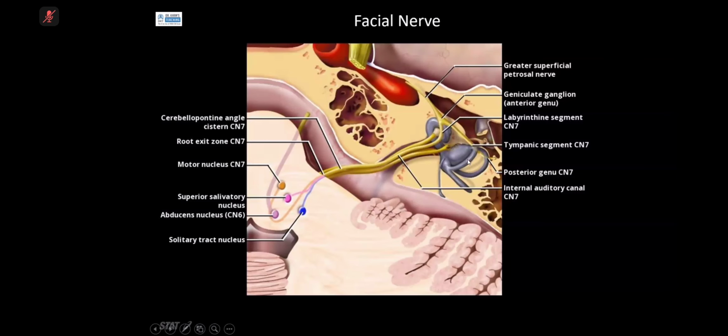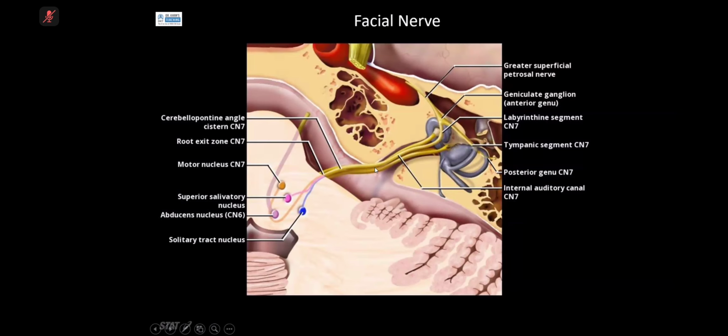And actually, this was the superior, this was the posterior, and this is the lateral. This is the cochlea. Now, if you see one nerve is coming out of the cochlea, this is the cochlear nerve. Two nerves will come out of the vestibule, superior and inferior vestibular nerve. They will join together to form the vestibulocochlear nerve, which is the 8th nerve.